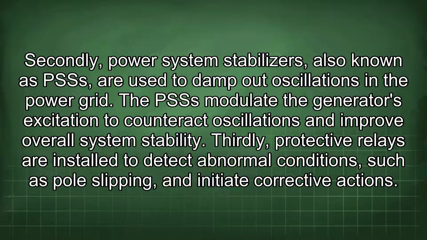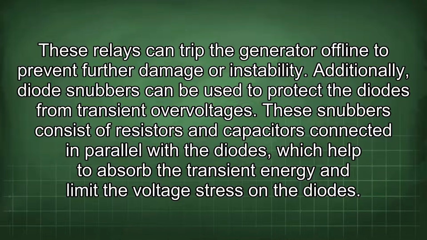Thirdly, protective relays are installed to detect abnormal conditions, such as pole slipping, and initiate corrective actions. These relays can trip the generator offline to prevent further damage or instability. Additionally, diode snubbers can be used to protect the diodes from transient overvoltages. These snubbers consist of resistors and capacitors connected in parallel with the diodes, which help to absorb the transient energy and limit the voltage stress on the diodes.